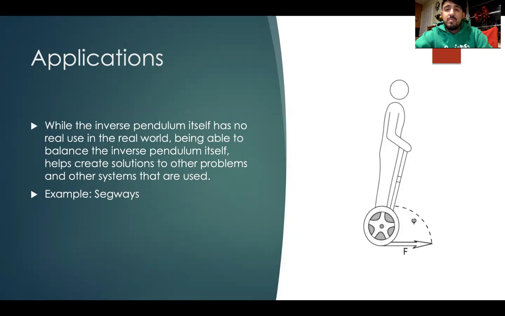While the inverse pendulum itself has no real use in the real world, being able to balance the inverse pendulum helps create solutions to other problems and other systems that are used. An example of this could be a Segway. A Segway is similar to the inverse pendulum in that if not properly balanced, it could lean too far forward and injure a person, or even too far back, which would also result in injury. The same type of balancing controls and systems were used in a Segway and countless other systems that need balancing, and it's something that could be used in future projects as well.